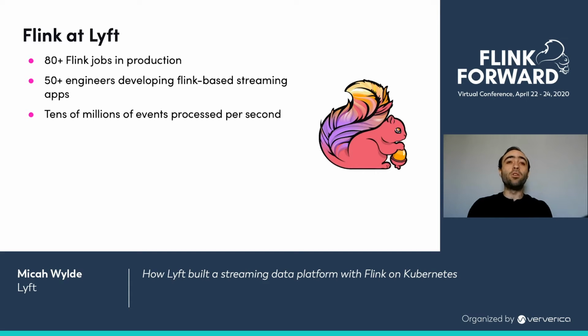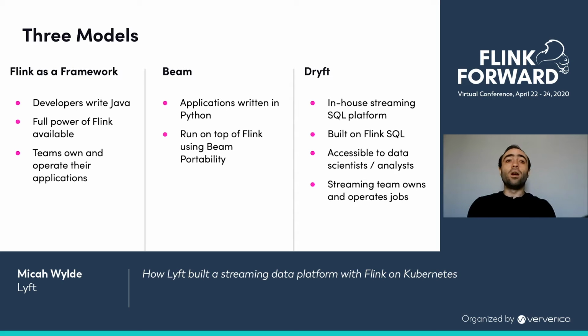So in total, we have more than 80 Flink jobs running in production. We have over 50 engineers who are developing Flink-based streaming applications. And across all of our jobs, we're processing tens or even hundreds of millions of events per second. So really, really high scale and really crucial to the success of Lyft.